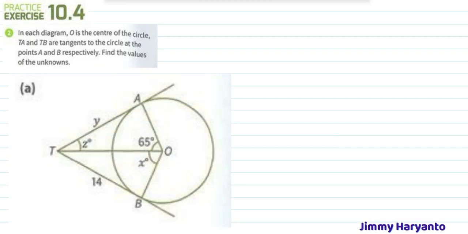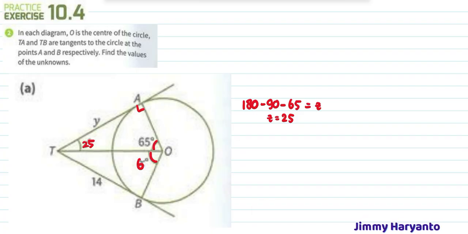Next is question 2. For question 2, we'll start from the tangent and the radius. That means this one is 90 degrees. To find the z, we only have to use the triangle. 180 minus 90 minus 65 will be equal to z. So z equals 25. Next is the x. X will be the same as this one, so it's 65. And the y will be the same as the 14, so the y is 14.